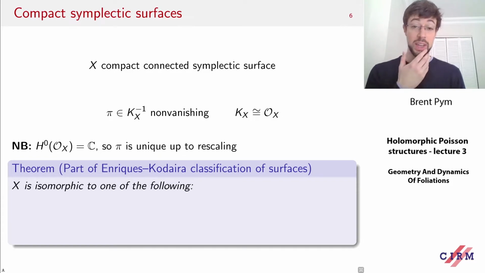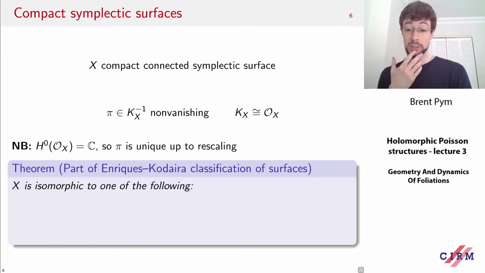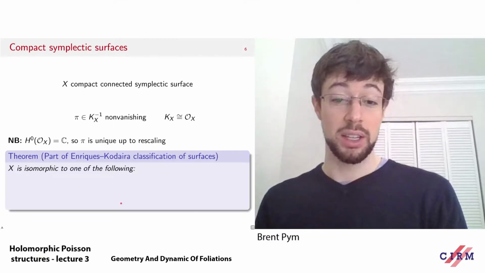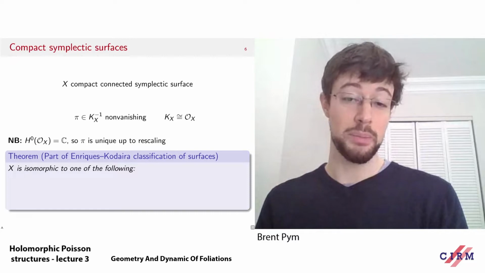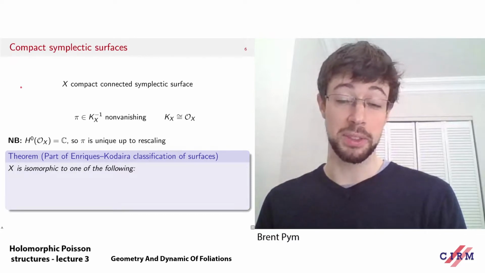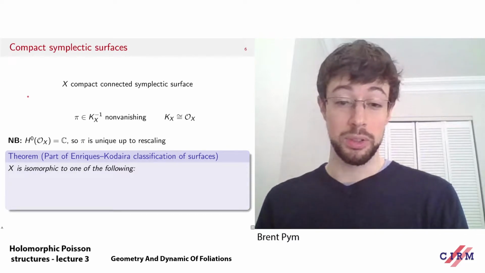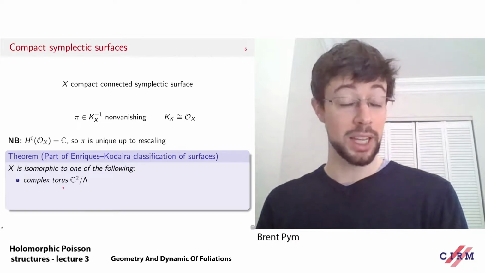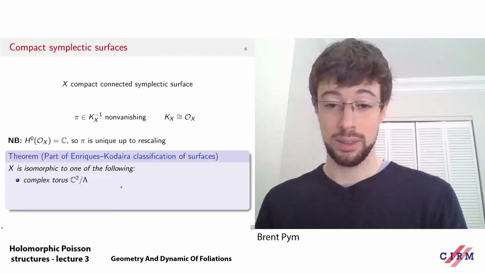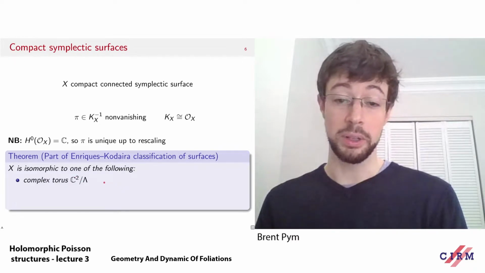Now, there's a classification of the minimal complex surfaces. This is one of the great results in algebraic geometry, due to Enriques and Kodaira. And part of their classification explains what all the possible compact connected symplectic surfaces can be. So there's a very short list. It's one of the following. It could be a complex torus, C2 mod lattice, like we saw in the earlier example.